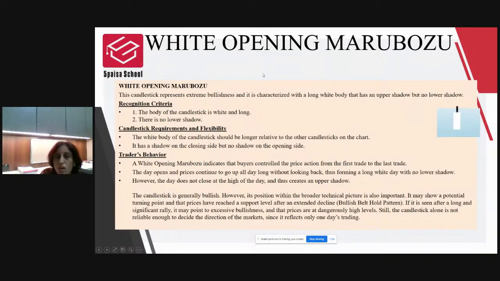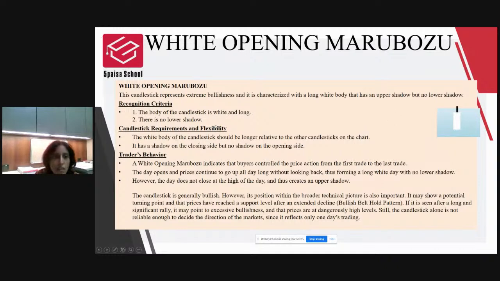So this is referred to as white opening MARUBOZU because you can only see the shadow on the closing side, right? If you ever happen to see this kind of candle type in the chart, what does it signify, what does it reflect? It represents extreme bullishness and is characterized by a long white body that has an upper shadow, but no lower shadow.